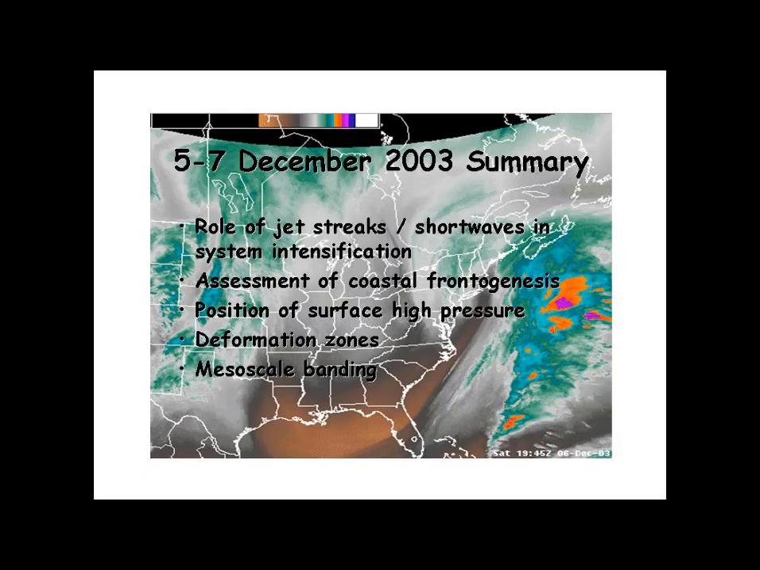So to summarize this case, we looked at the role of jet streaks and shortwaves in system intensification, a qualitative assessment of coastal frontogenesis. Deformation zone was very important in this case as it led to mesoscale banding as well.